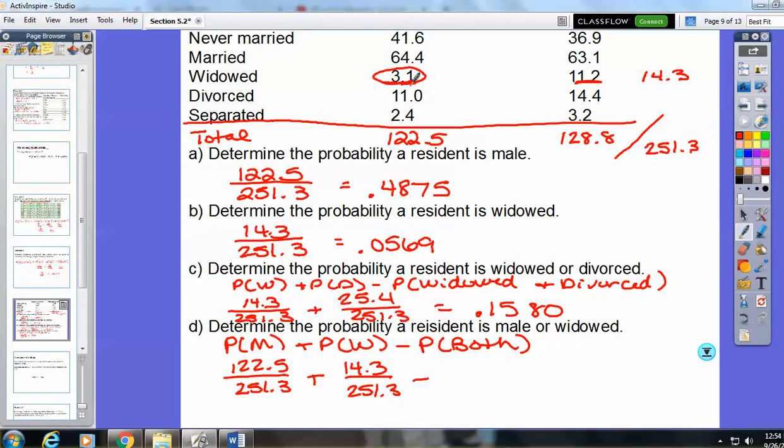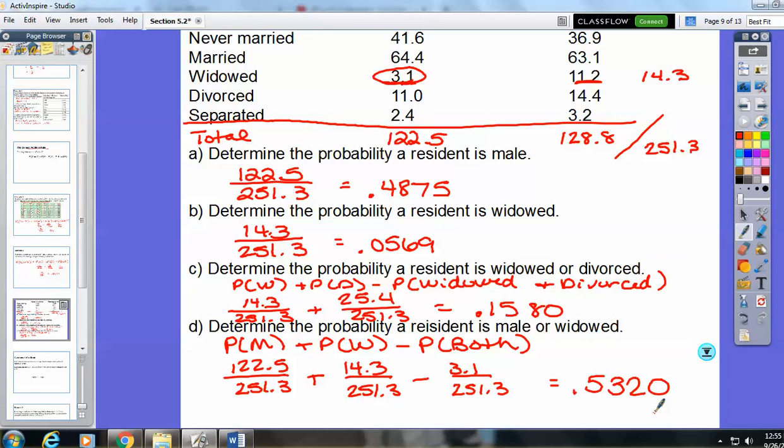That way I don't have to worry about that issue. Okay, the probability of both. So being a male that is widowed, wouldn't you just do minus 3.1 over the original? Mhm. And we get 0.5320.